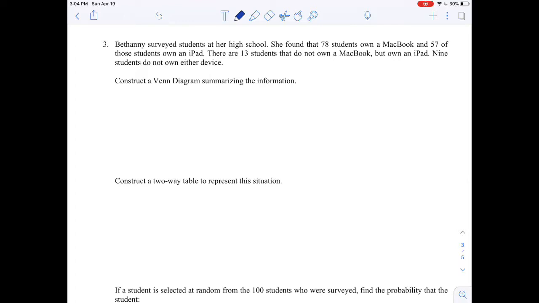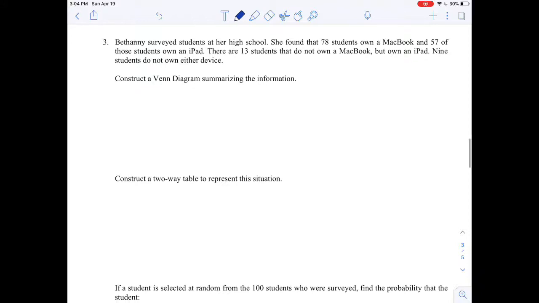Okay, so when it comes to question number 3, I'm going to show you the Venn diagram because I want to show you the overlap between the two, but I actually really think in the long run the two-way table is going to be a better way for you to answer a lot of these questions.